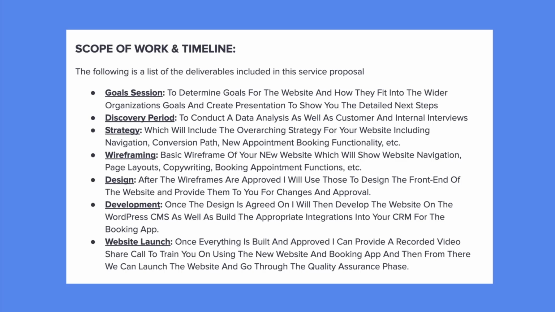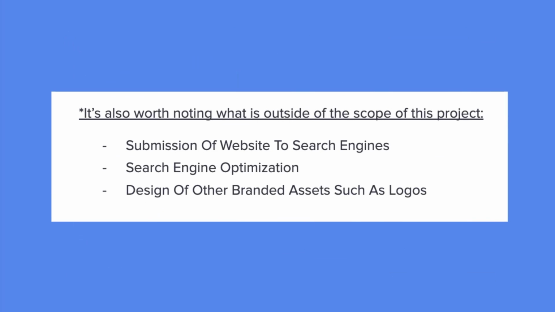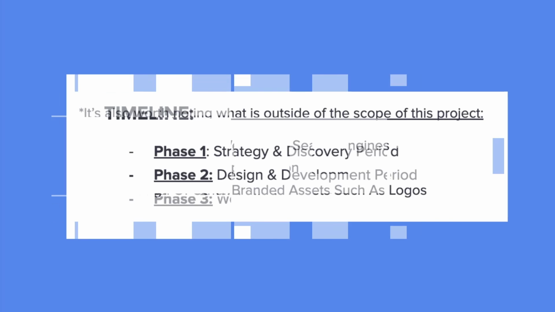So based on the specific project, you also want to include a general time frame for how long you think each of these are going to take. It's also worth noting what is outside of the scope of work in the project. So for example, submission of website to search engines, search engine optimization, or design of other branded assets such as logos. You want to also include what is not included in the scope of work to once again be as transparent as possible and to make sure that you're all on the same page.